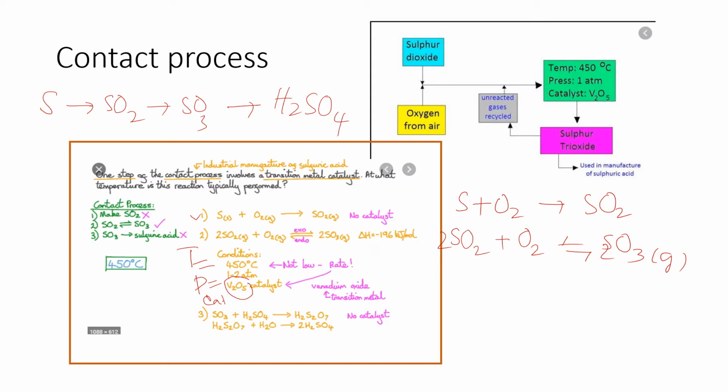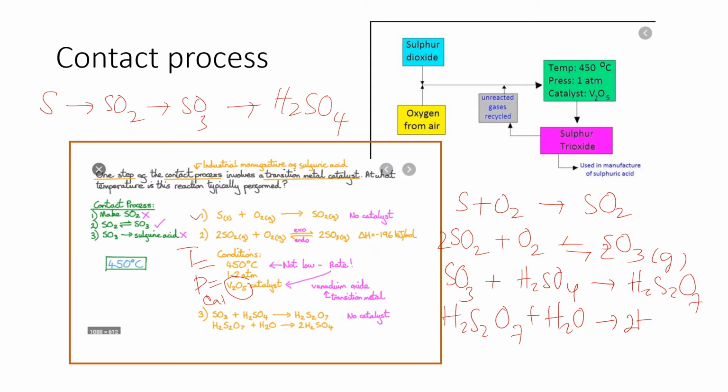The last step then dissolves SO3 in concentrated H2SO4 to produce H2S2O7. The H2S2O7 then dissolves in water to produce sulfuric acid, H2SO4.